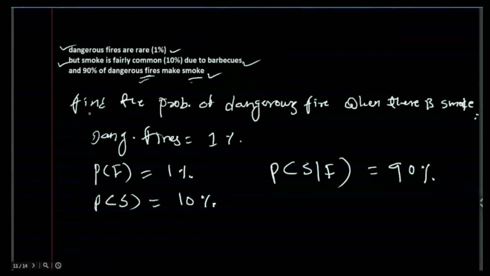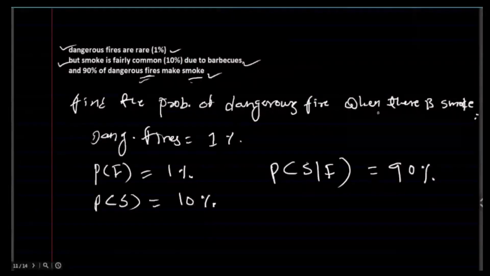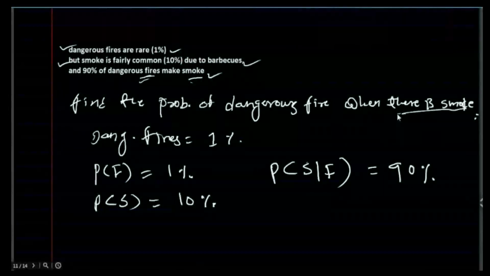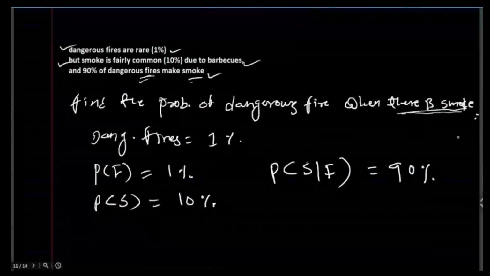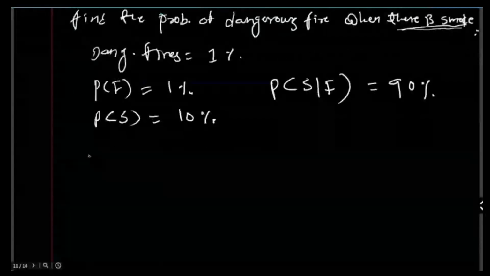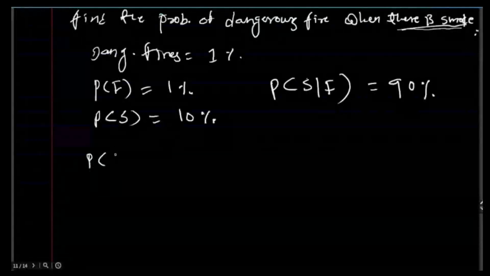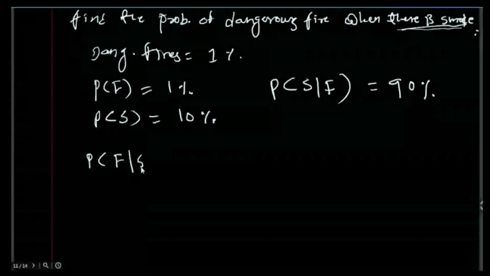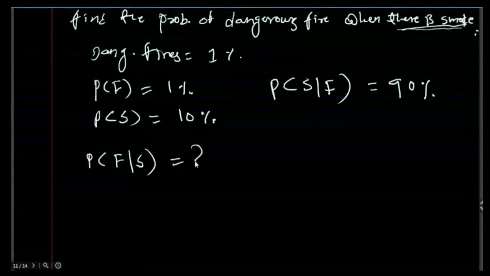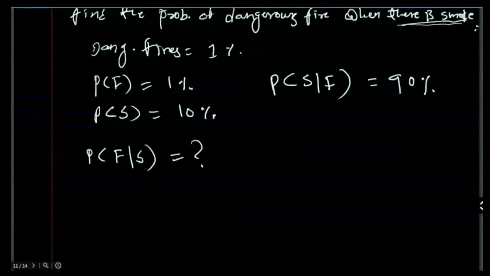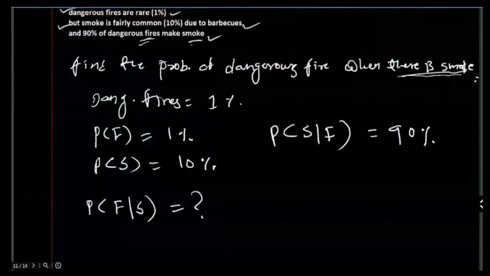Now we have been asked to find the probability of dangerous fire when there is smoke. This is an event that has already occurred, that means there is smoke and we want to calculate the probability of dangerous fire. So we can write this as the probability of dangerous fire given that there is smoke is equal to a question mark. Now we can solve this with the help of the Bayes theorem.